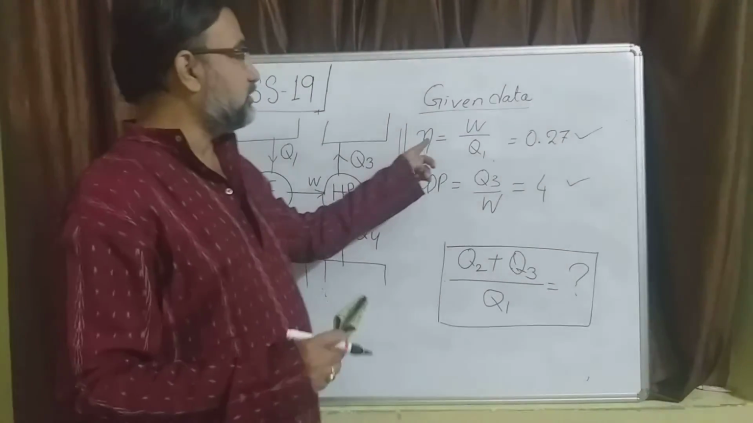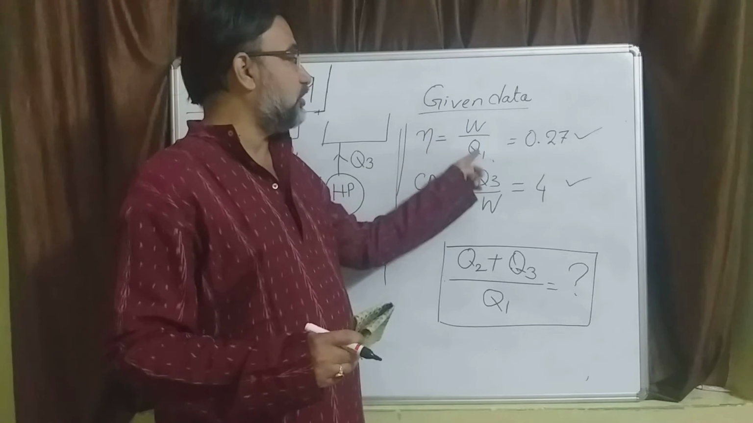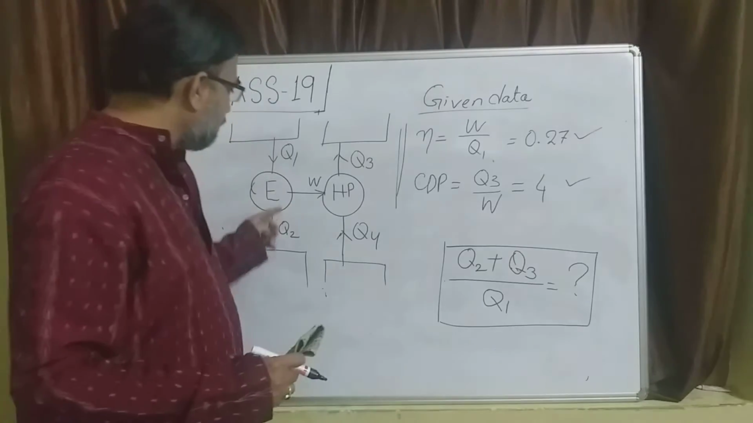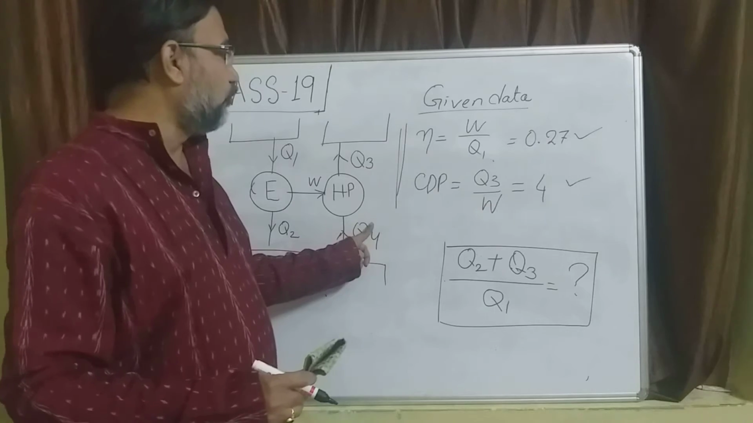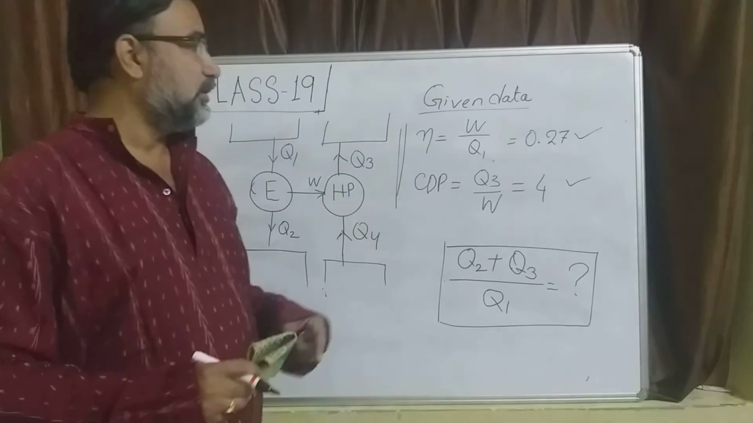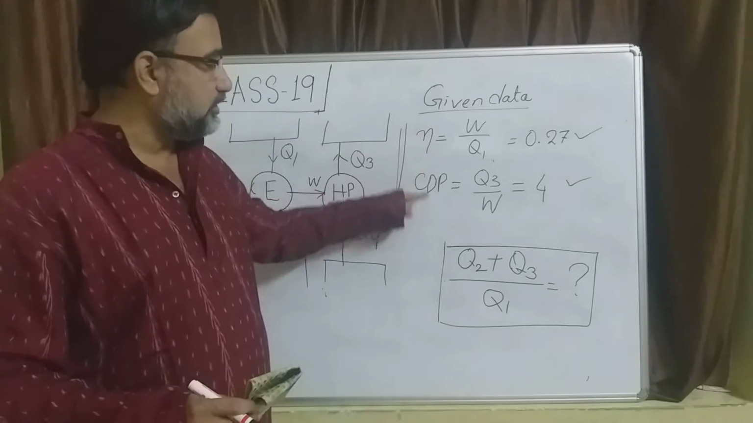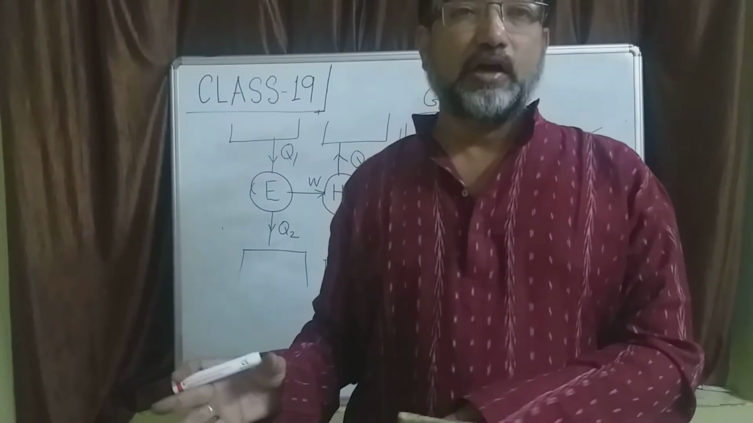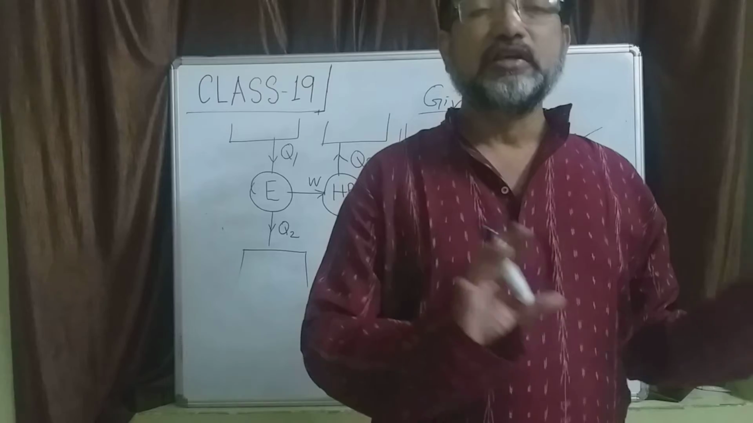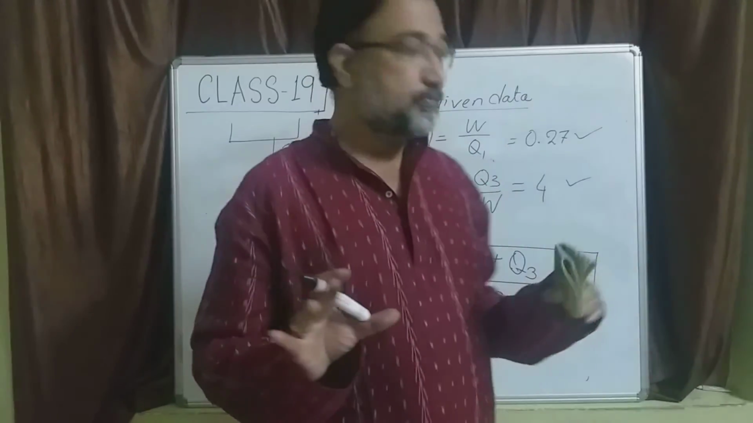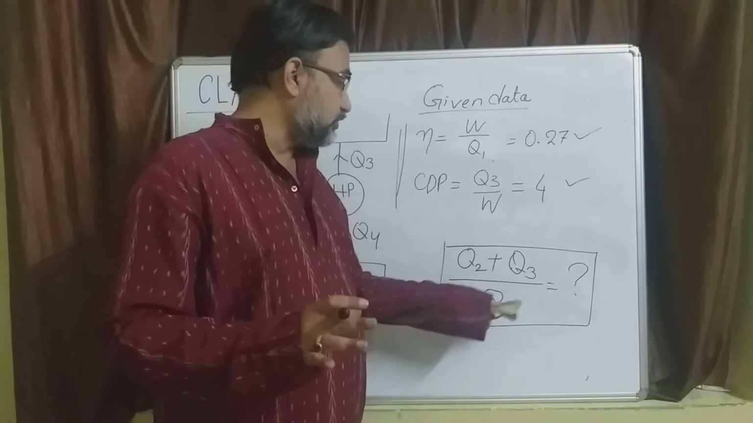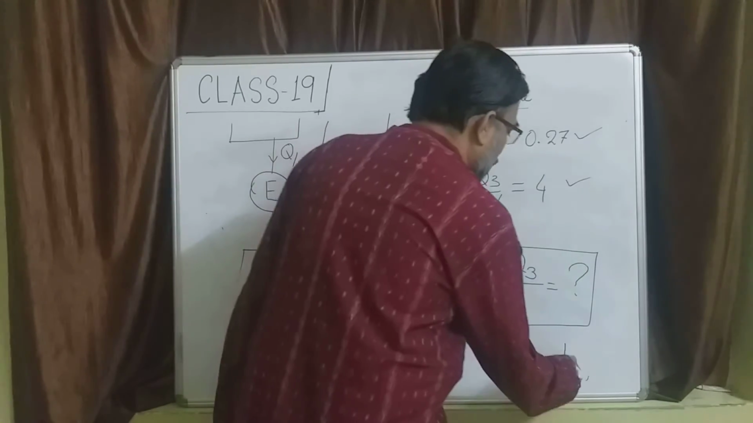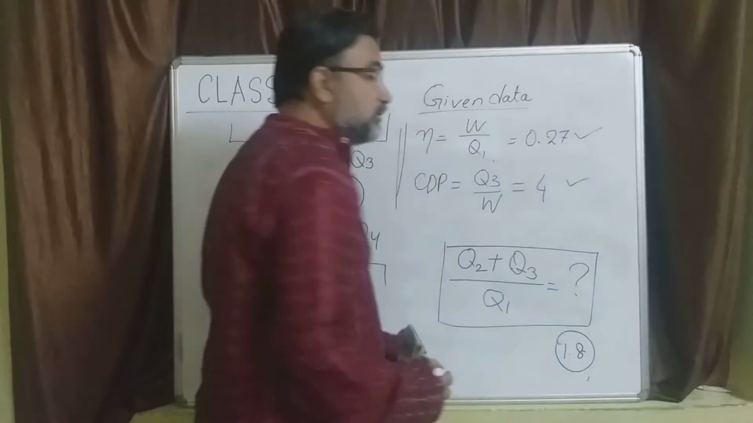You are given the relationship between eta and Q1, Q2. You are given the relationship between COP, Q3, and W. This W is Q1 minus Q2. This W is also Q3 minus Q4. So using these two relationships, find out what this ratio will be. You are not supposed to find out how many kilojoules Q1 or Q4 is, only the ratio of Q2 plus Q3 by Q1. Absolute values of Q2, Q3, Q4 are not required. So find this out. The answer is 1.8. See whether you are getting this value or not.